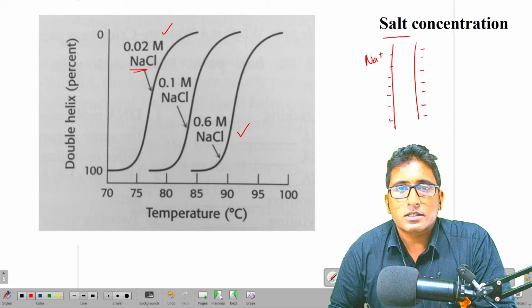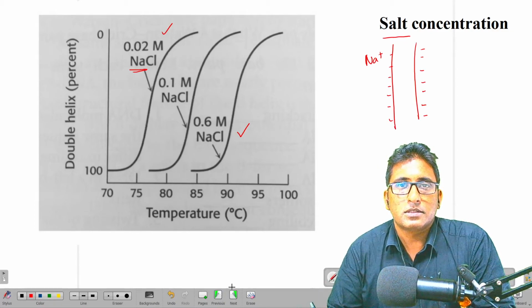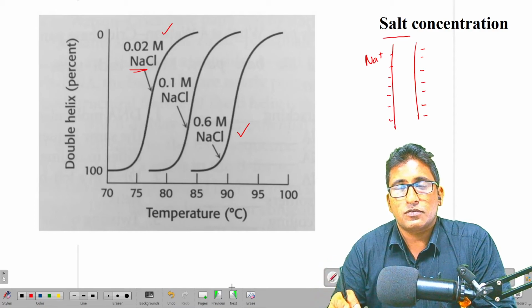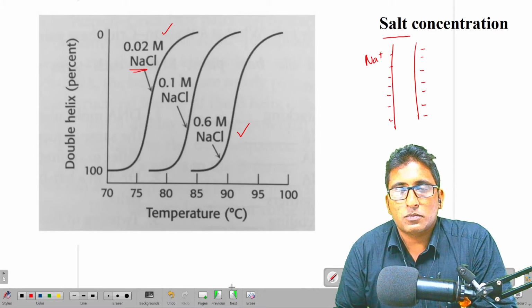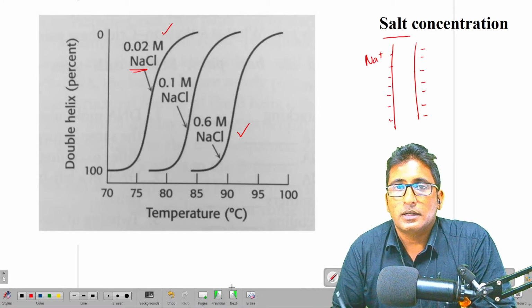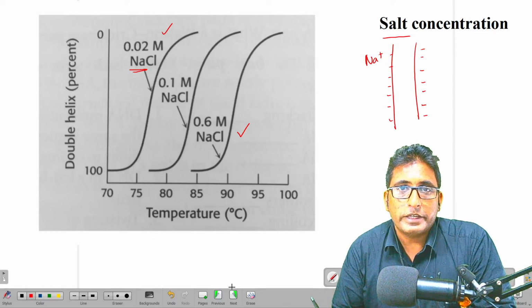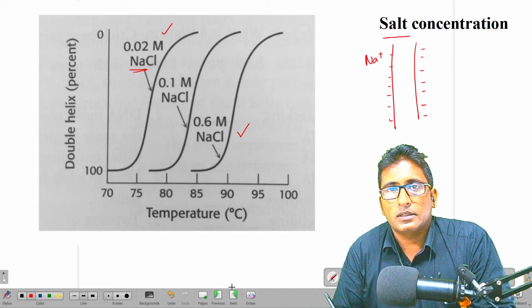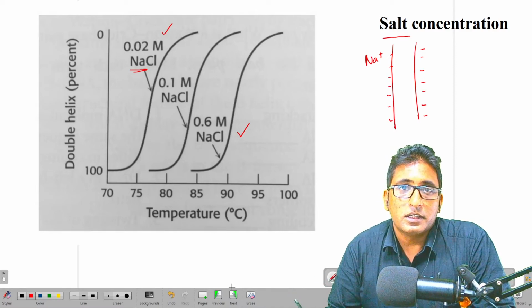So we have discussed hyperchromicity, which is the increase in absorbance upon transition from double-stranded to single-stranded DNA. We also discussed melting temperature, which is the midpoint at which half of the DNA in the sample is single-stranded and the other half is double-stranded.